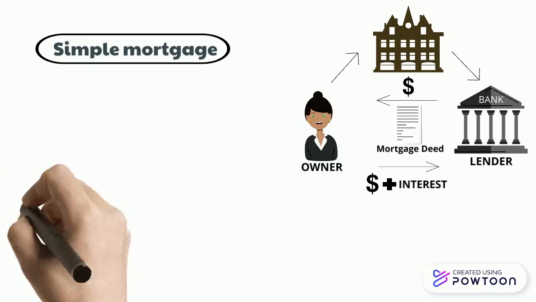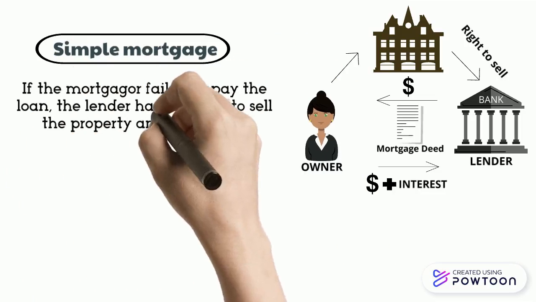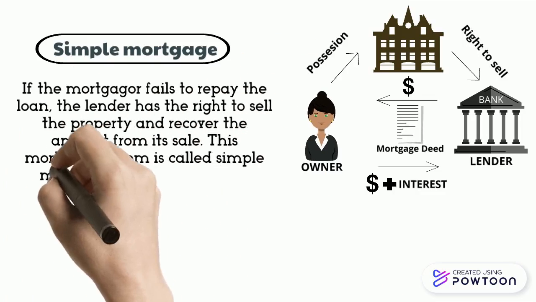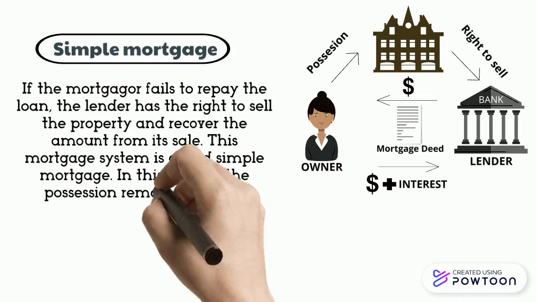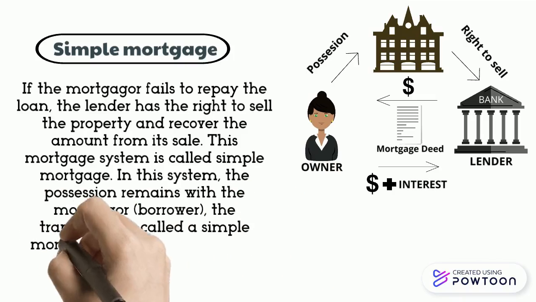Simple mortgage. If the mortgagor fails to repay the loan, the lender has a right to sell the property and recover the amount from its sale. This mortgage system is called simple mortgage. In this system, the possession remains with the mortgagor, the borrower. The transaction is called a simple mortgage and the mortgagee a simple mortgagee.